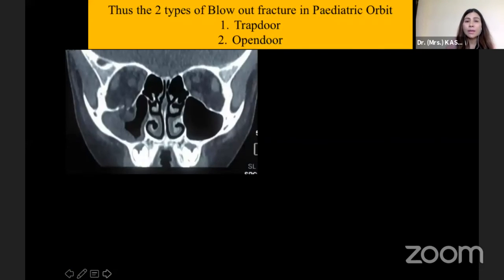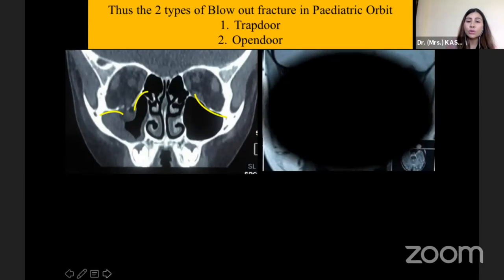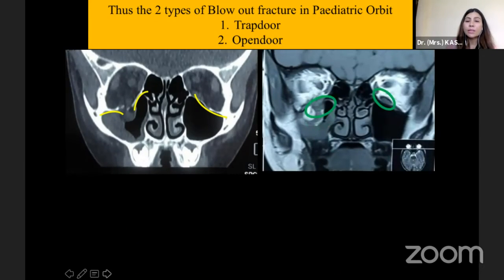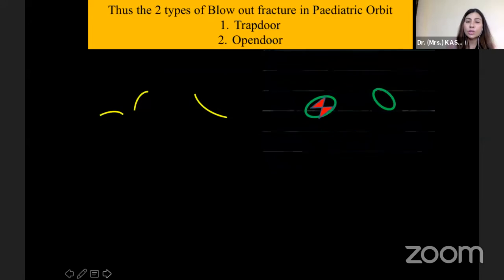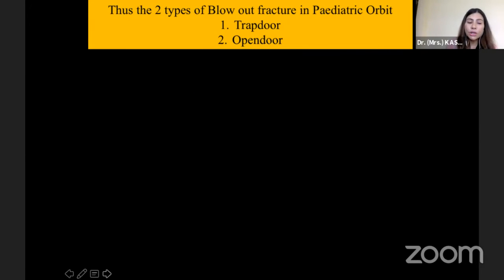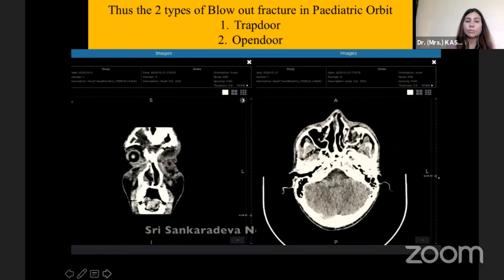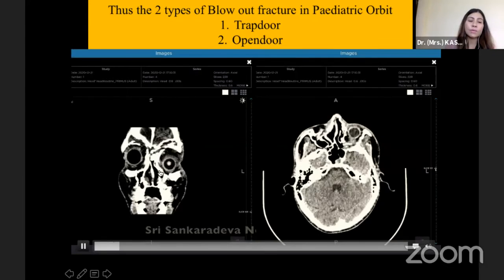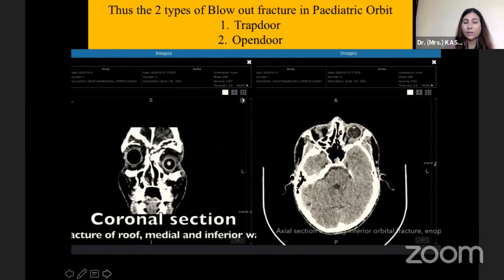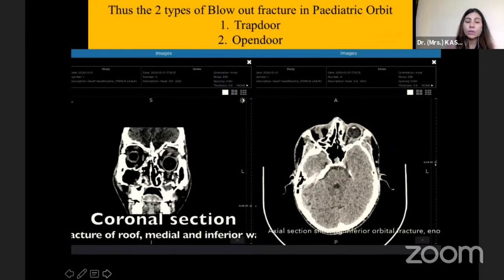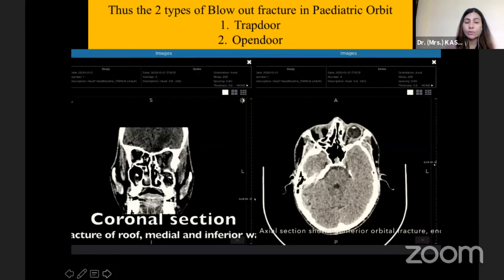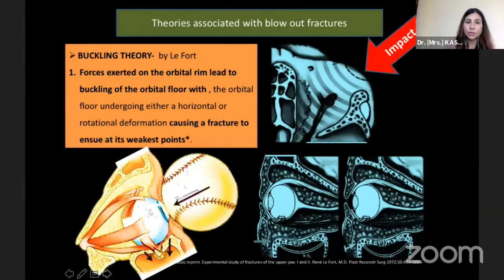So in pediatric cases, we very commonly get the trapdoor fracture, which I have already shown you, where you can see the muscle being entrapped. This is the CT and the MRI that you can see here. The other common one is the open door fracture, but it is much less common compared to the trapdoor fracture. We do get open door fractures even in children, especially in road traffic accidents, which can lead to a big fracture with approximately 50% of the orbital floor being fractured.